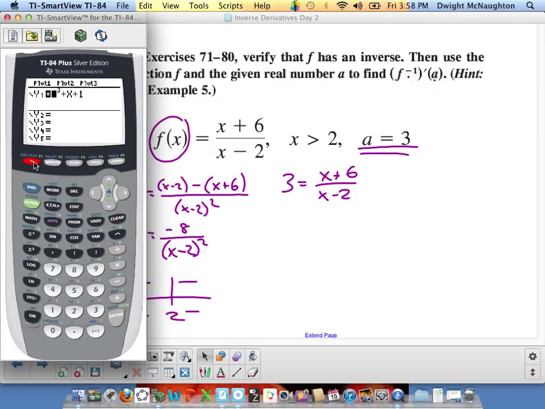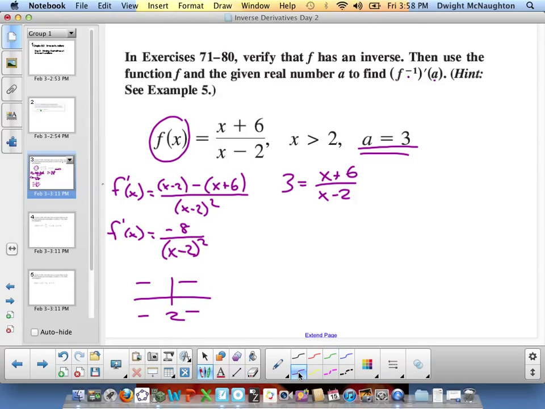x plus 6 over x minus 2. We'll go to our table and just start trying some values. I'm looking for 3. It's always decreasing. f of 6 equals 3. Therefore, f inverse of 3 equals 6.